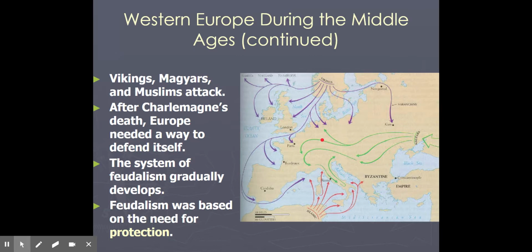You can fight against them, in which case you die, because even if you're a good warrior, you're all by yourself, right? And if you're trying to protect your family, well, yeah, the best thing to do is just run away, right? So you need to find protection. You need to find other people to help protect you, and that's what feudalism is based on.